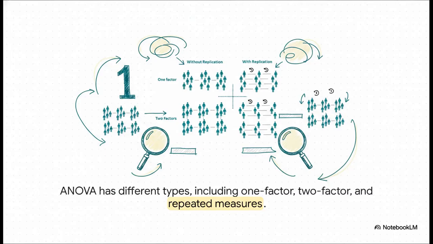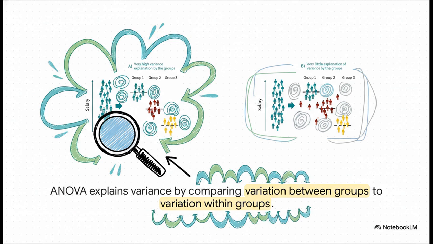And just like the t-test, ANOVA is also a whole family of tests. You can see the different types here, like one-way or two-way ANOVA, which just depends on how many things you're testing. And there's also a version for related samples called repeated measures ANOVA, which is basically the big brother to the paired t-test. So how does this thing actually work?